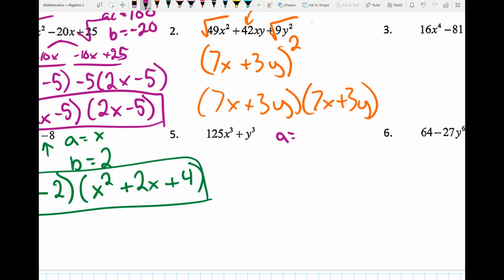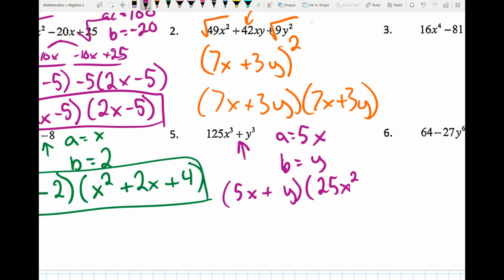Number 5, we'd use the same shortcut here. If we cube root the first part, we end up with 5x as A, and B is just going to be y. So our formula is going to be 5x plus y. Why is it plus? Because it starts out the same as what it started with. Then we square the first one, so 25x squared. We multiply them together, minus 5xy. And then we square the last one, plus y squared. We always go same, opposite, always positive, which means this middle sign needs to be a minus because it has to be the opposite.